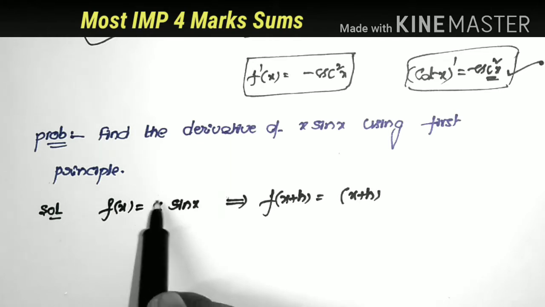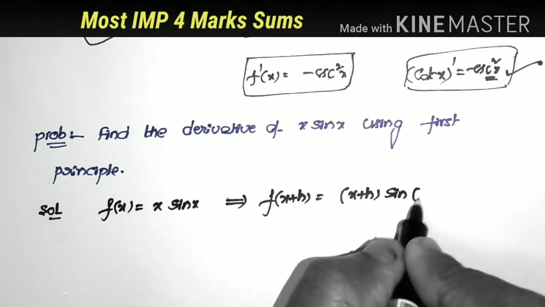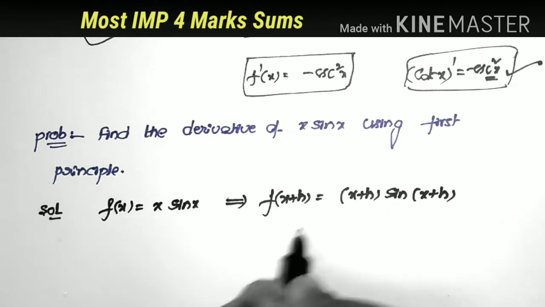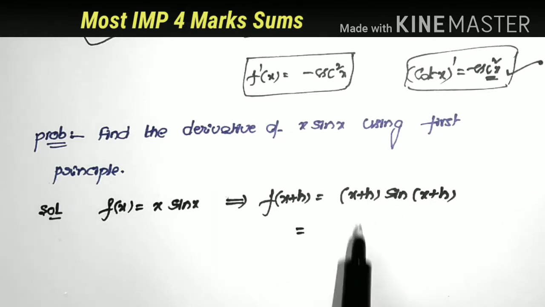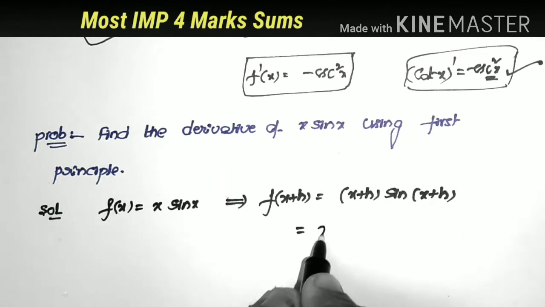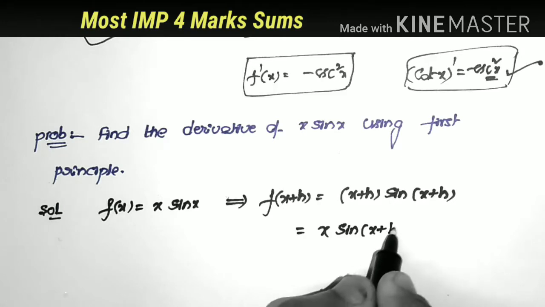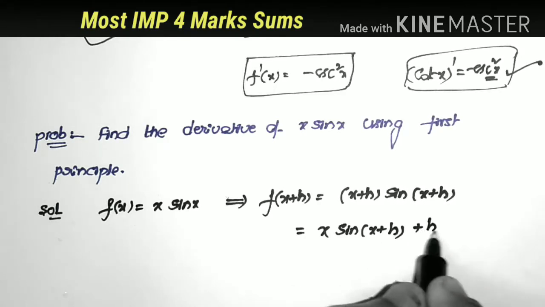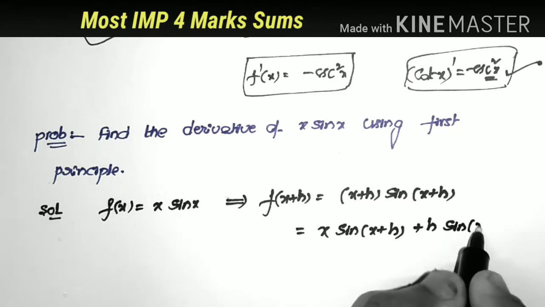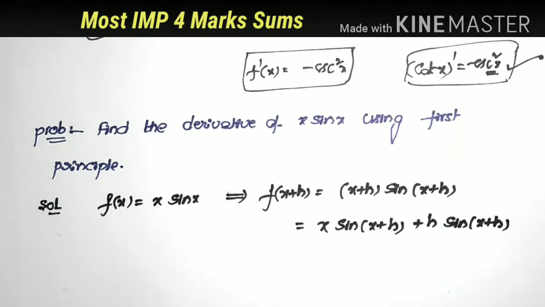That is, here we take x plus h, that is x plus h into sine of x plus h, and this is equal to, just multiplying the values here, x into sine function plus h into sine function, that is x into sine of x plus h plus h into sine of x plus h. So this is the given function.